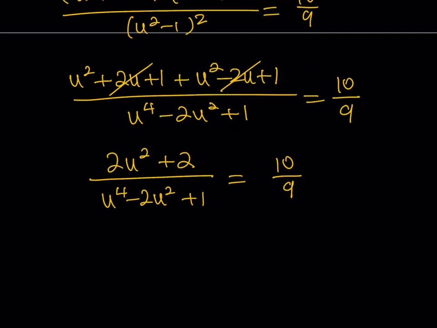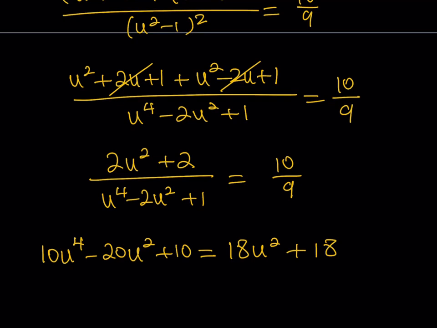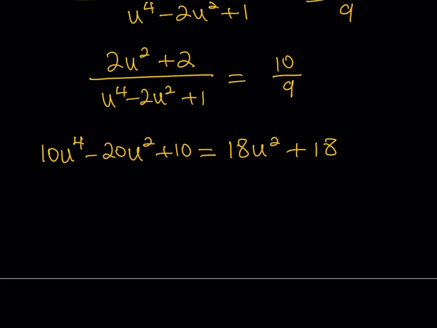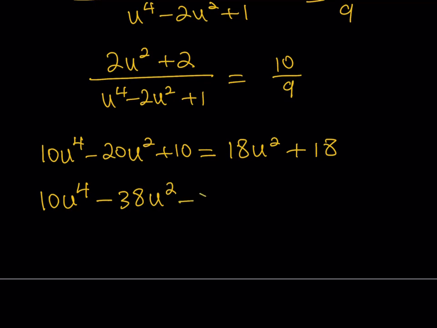If you distribute the 10, you should be getting 10u to the fourth minus 20u squared plus 10. And on the right-hand side, I should be getting 18u squared plus 18. Now, to make it a full quartic, I'm going to put everything on the same side. So it's going to look like this: 10u to the fourth minus 20 minus 18, which is negative 38, u squared, and 10 minus 18 is negative 8. Okay, cool. So this is my expression, finally. And I can go ahead and divide everything by 2, obviously, which is going to make it a little easier to solve.